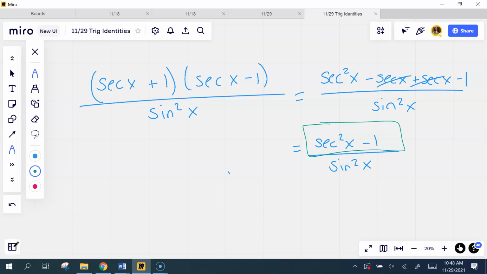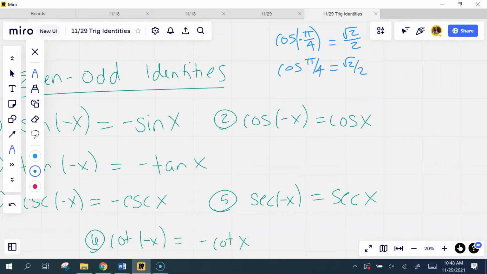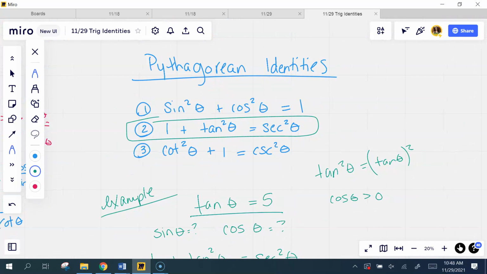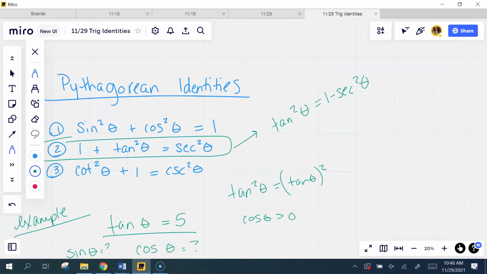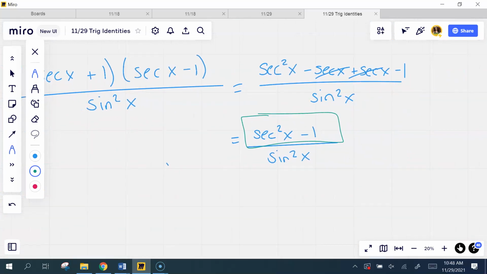Look at the Pythagorean ones. That's right, because this one, even though it's written this way, I could also write this as, I could subtract 1 from both sides and say that the tangent squared theta equals 1 minus secant squared theta, right? That's the same thing. So I could change the top of this fraction to tangent squared x over sine squared.